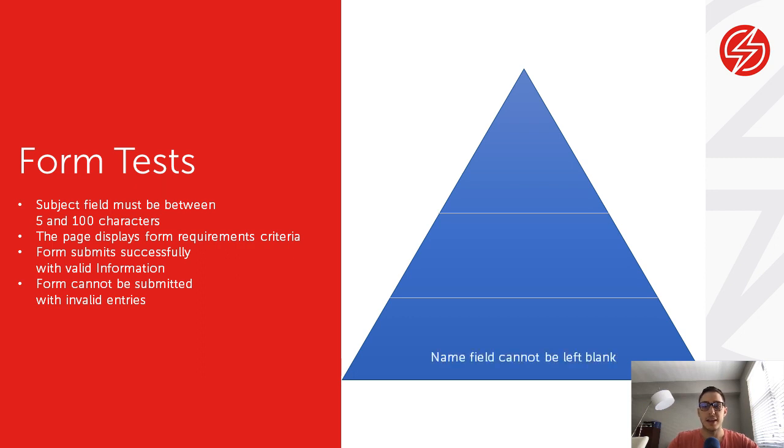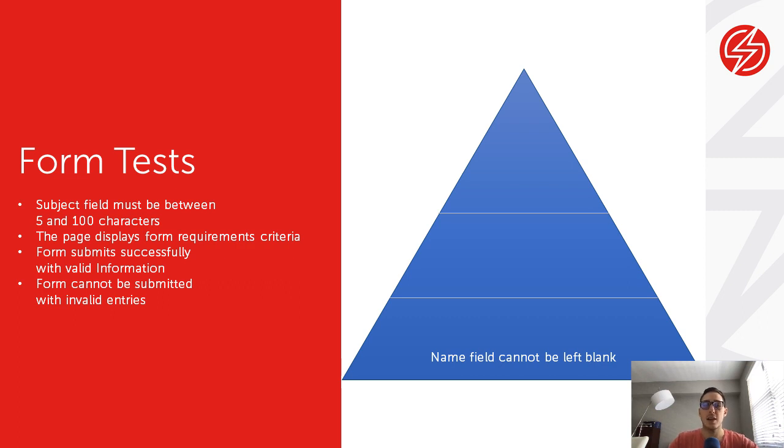So the name field cannot be left blank should be done at the unit layer. The reason for that is because, again, we're talking about creating the most efficient test automation that we can, right? Writing automation at a place where it should be written. A unit test is the cheapest to write, the fastest to execute, and the most stable, so that is where we want to perform the test, unless for some reason it's impossible.